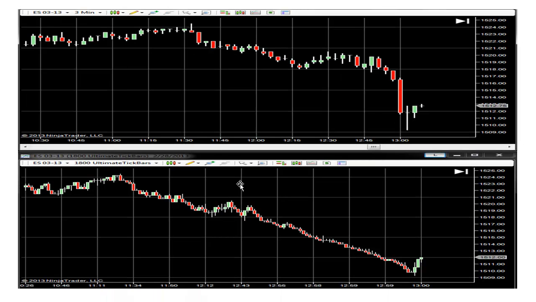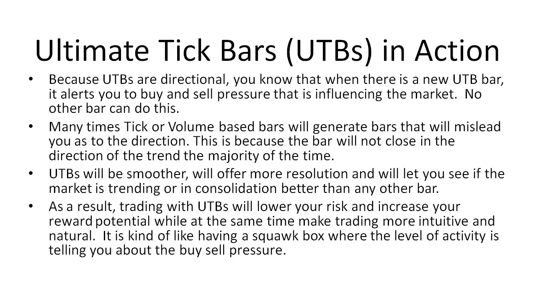Here's one with the time-based chart, and as we mentioned, time-based is just the absolute pits because the bars don't care anything about range expansion or the buy-sell pressure that is moving those markets. Now, because UTBs are directional, you know that when there is a new UTB bar, it alerts you to buy and sell pressure that is influencing the market. No other bar can do this. There are many times tick or volume bars will generate bars that will mislead you as to the direction. This is because the bars themselves don't really tell you anything about the direction the market's going in a good percentage of the time, as we've discussed.